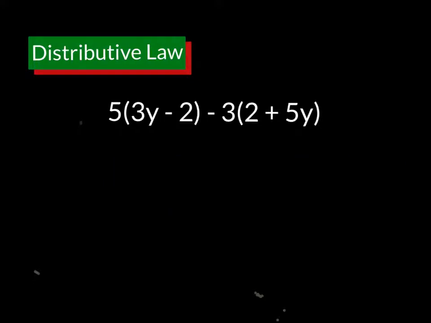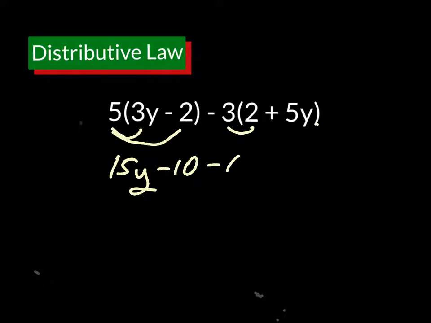In our example, we're going to simplify with the distributive law starting at the left. So to distribute 5, we're going to multiply it by each of the values that are added in parentheses. So 5 times 3y is 15y, and 5 times negative 2 is negative 10. Now we go on to the next term, and to distribute negative 3, we're going to multiply it by each of the values in parentheses. So negative 3 times 2 is negative 6, and negative 3 times 5y is negative 15y.